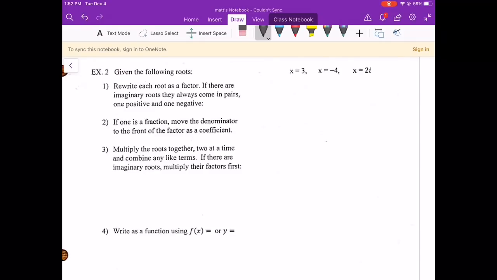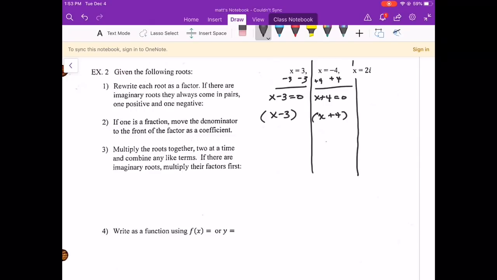All right. So try to organize and separate here. Subtract 3 from both sides to set my equation equal to 0, which then will give me the factor of x minus 3 equals 0. So x minus 3 is one of my factors. Add 4 to both sides, and x plus 4 is equal to 0. So x plus 4 is one of my factors.